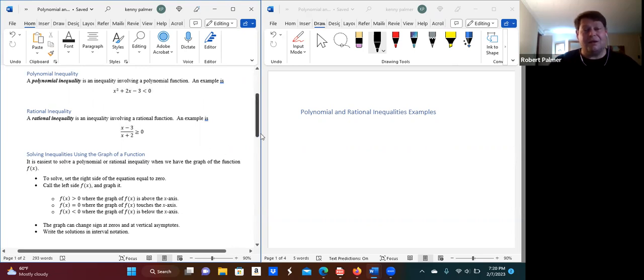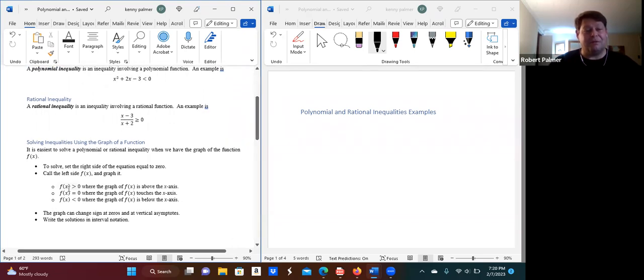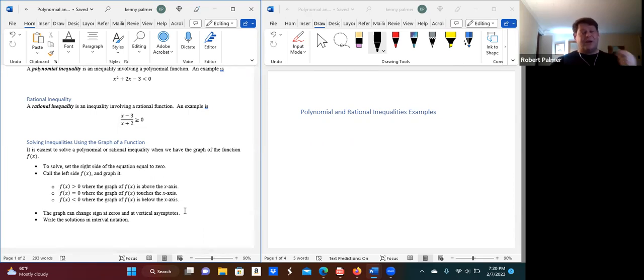Then f of x, that side, is greater than 0 when the graph's above the x-axis. It's equal to 0 when it touches the x-axis, and it's less than 0 when it's below the x-axis. Now the sign can change at zeros and also at vertical asymptotes. It often does. It isn't guaranteed to, but it often changes in those places. And then once again, we find those locations and write our solution in interval notation.